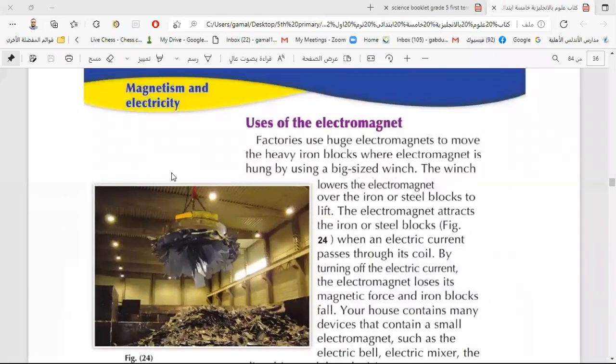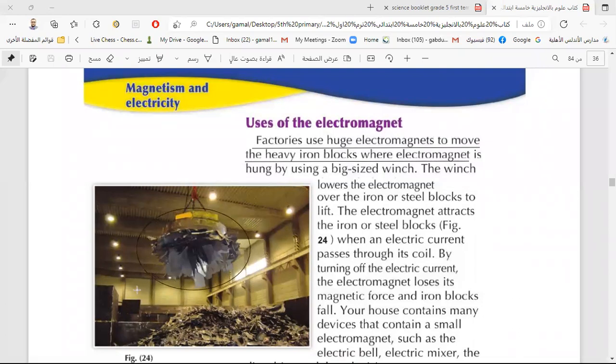We want to discuss together the uses of the electromagnet. The electromagnet can be used in many ways, such as in factories. We can use it in factories as the crane or the winch, which carries heavy blocks of iron. You can see in the picture here the crane or the winch, which is made of a huge electromagnet, as you see here in the picture.